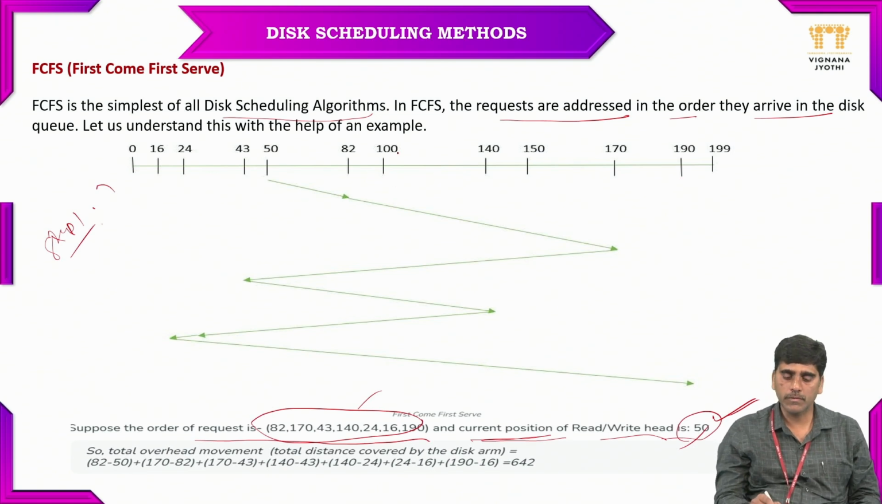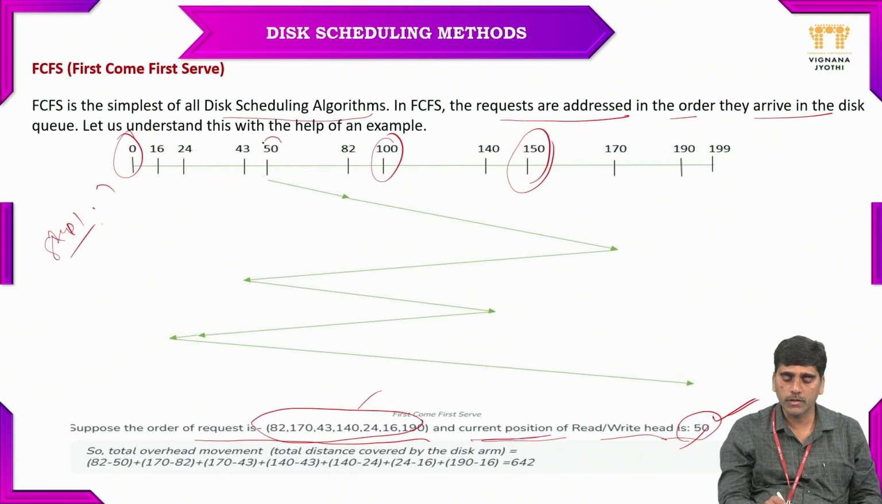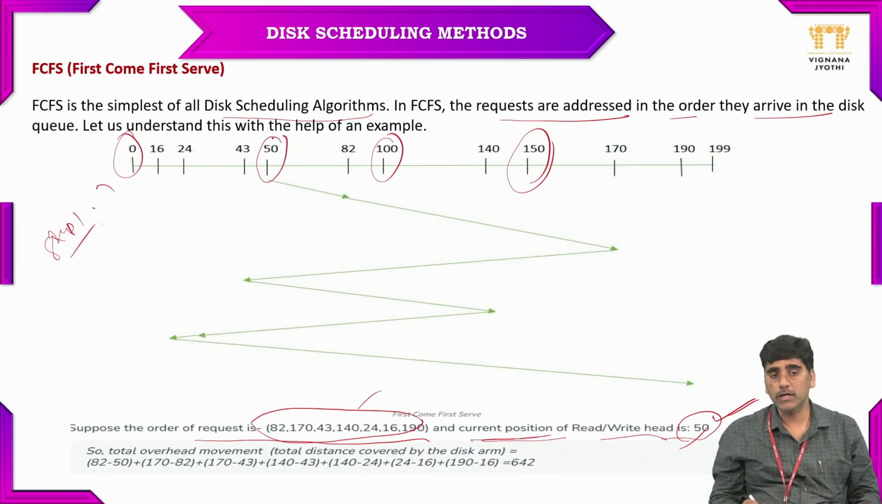So for easy purpose, we have to mention 0, 100 and 150. These are also we have to mention. So now, the order of request, how it has been moved. If you see the first come first serve, as it is first come first serve, it starts movement from the disk's current position, it has to move.